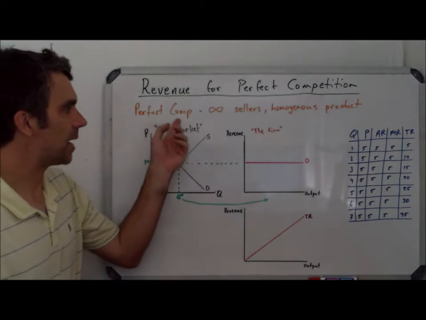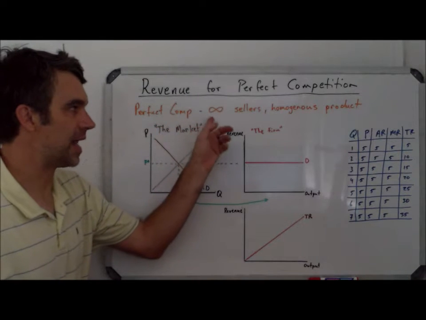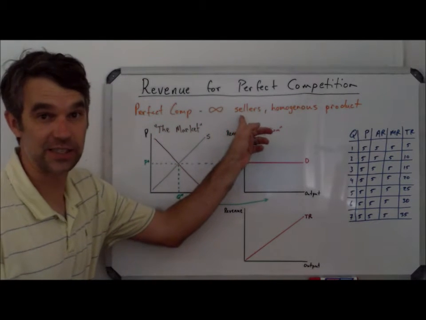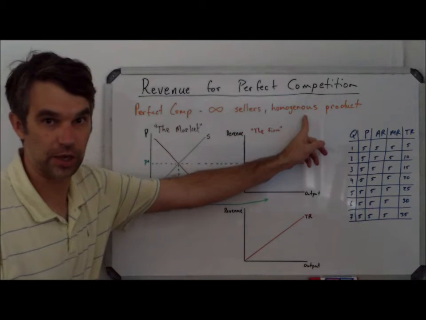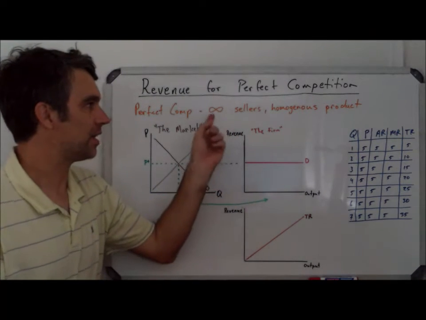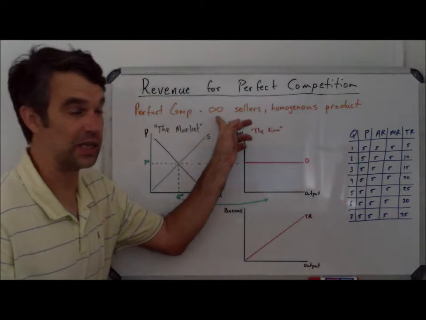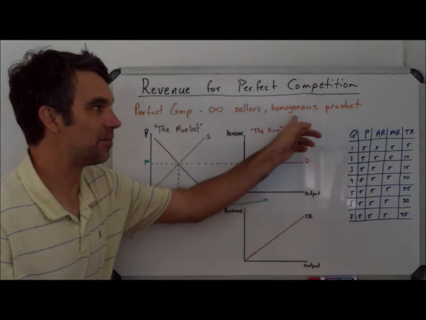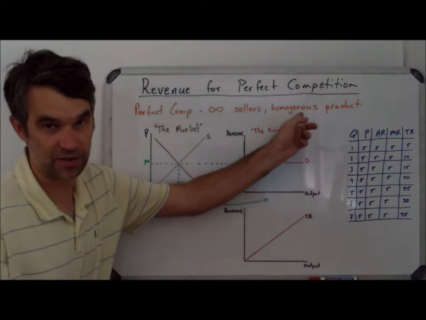So when we talk about a perfect competition, the idea is that you have basically infinite sellers of the exact same good. A homogeneous product means they're the exact same. Well, clearly we can't have infinite sellers of anything, and to suggest that any products are homogeneous is rather difficult.